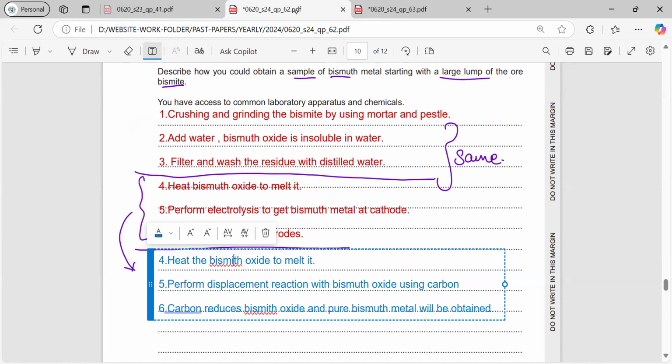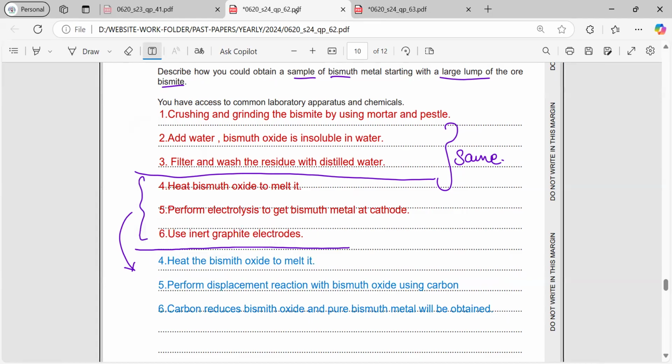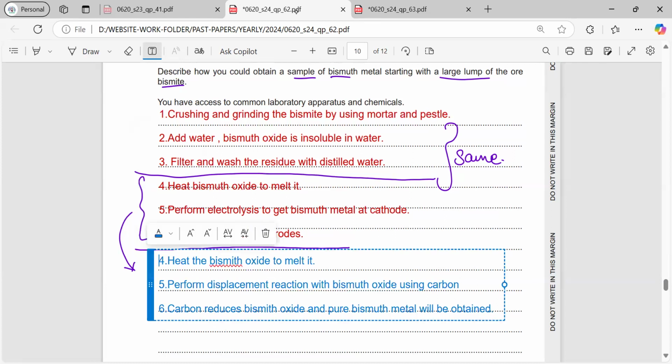So we can write any of the methods. First of all, we have to crush and grind the ore to get bismuth oxide from it. Bismuth oxide, as it is insoluble in water, will remain when we add the water. We can filter it out and we can get the oxide in the residue. After that, we can wash it with distilled water. Then when we have bismuth oxide, we can either perform electrolysis on it or we can do the displacement reaction on it to get the bismuth.